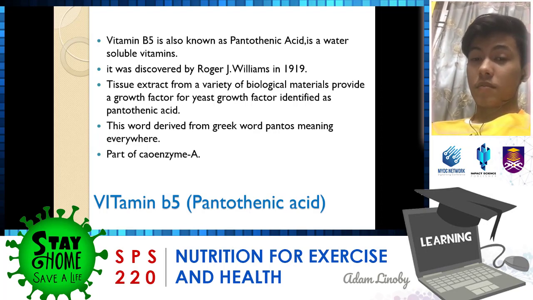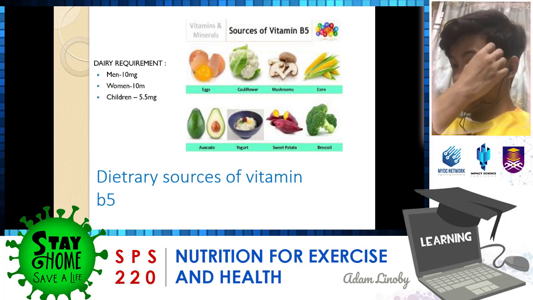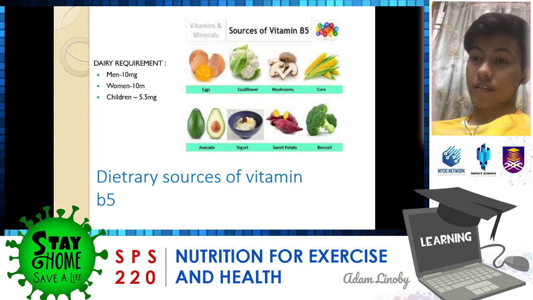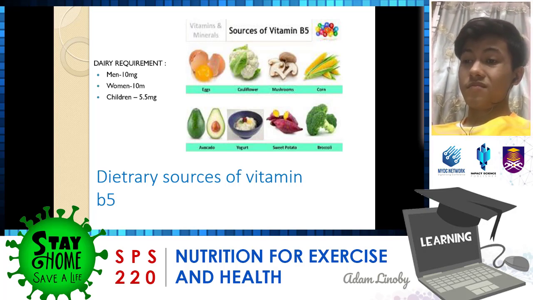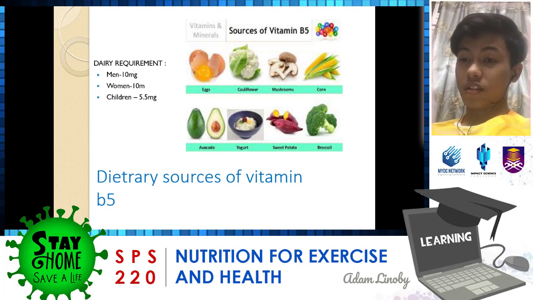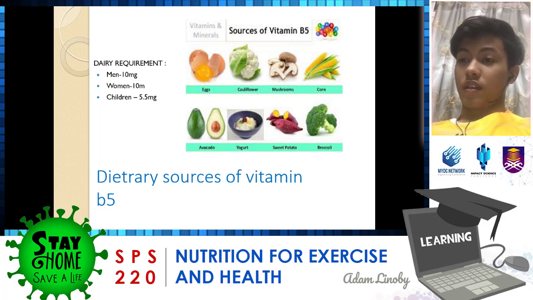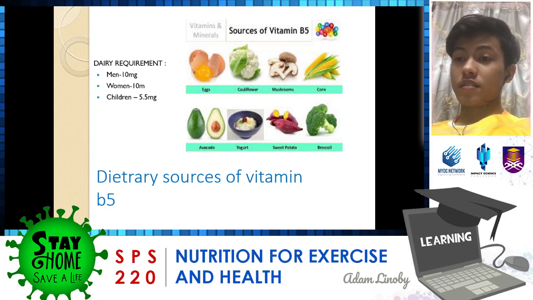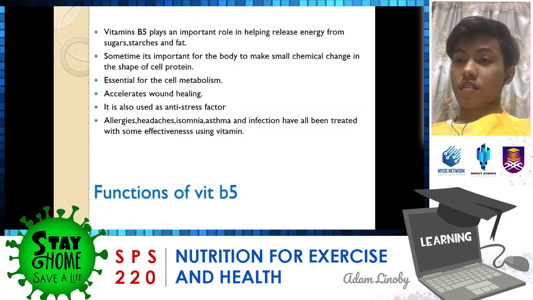Okay, source of vitamin B5 is such as egg, mushroom, corn, broccoli, sweet potato, yogurt and avocado. Okay, let's we go to function of B5.